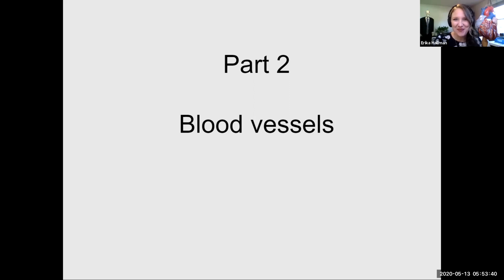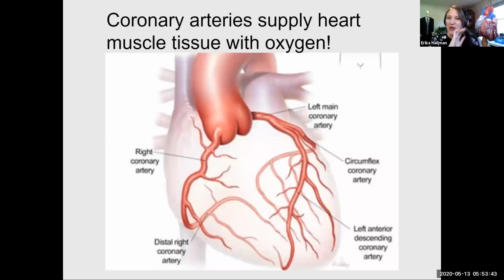So let's get started. We talked before about the different arteries and veins that take blood to and from the heart, but there are specific arteries and veins designed just for supplying the heart tissue, the cardiac tissue itself, with oxygen or to remove deoxygenated blood. These arteries and veins you can actually see on the surface of the heart. Again, we're following that same color pattern: deoxygenated blood is blue and oxygenated blood is red.